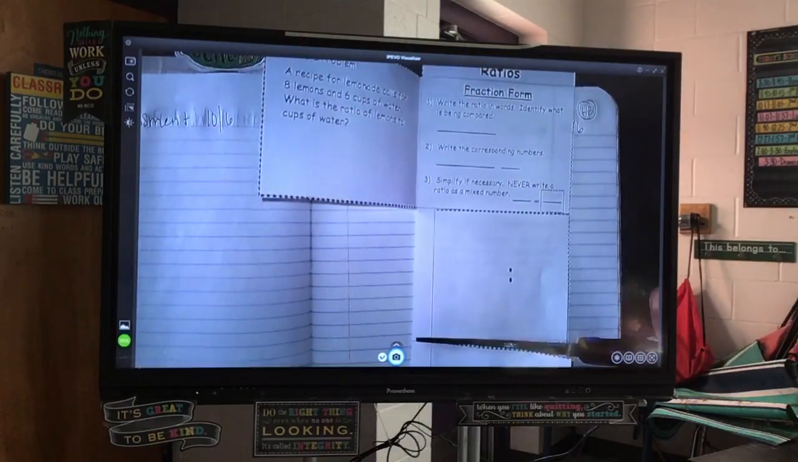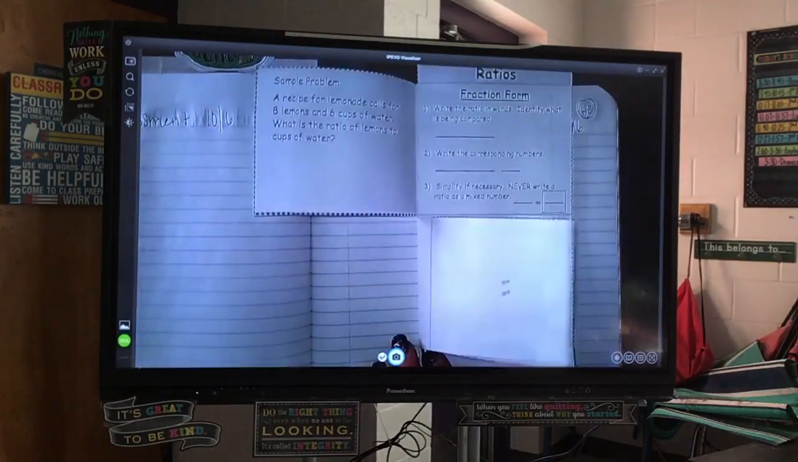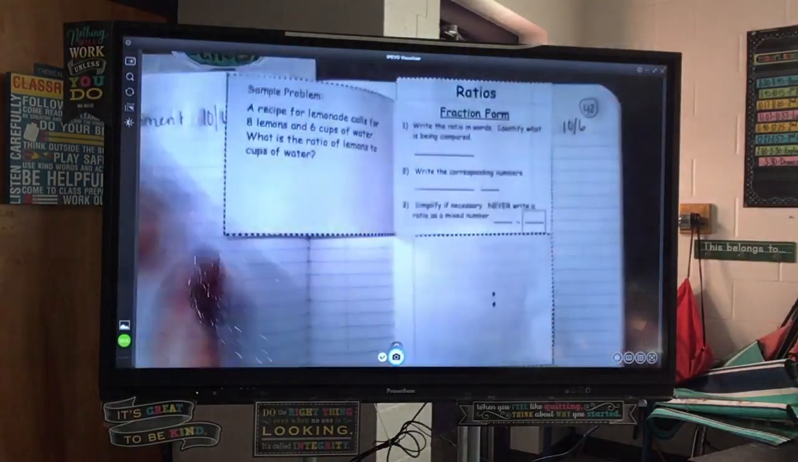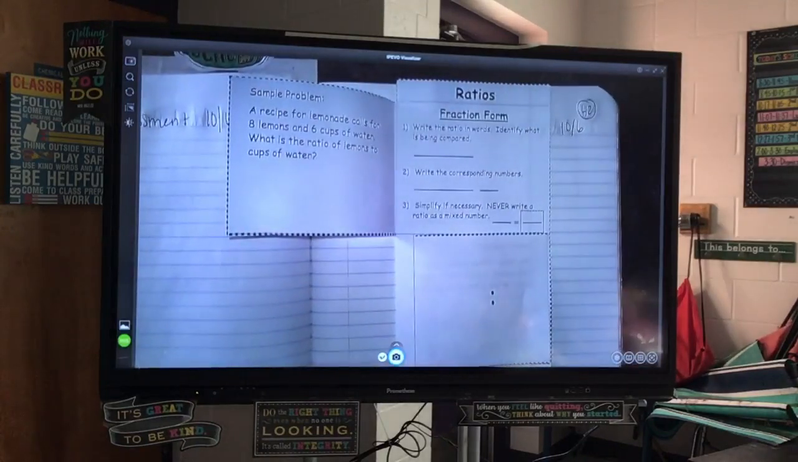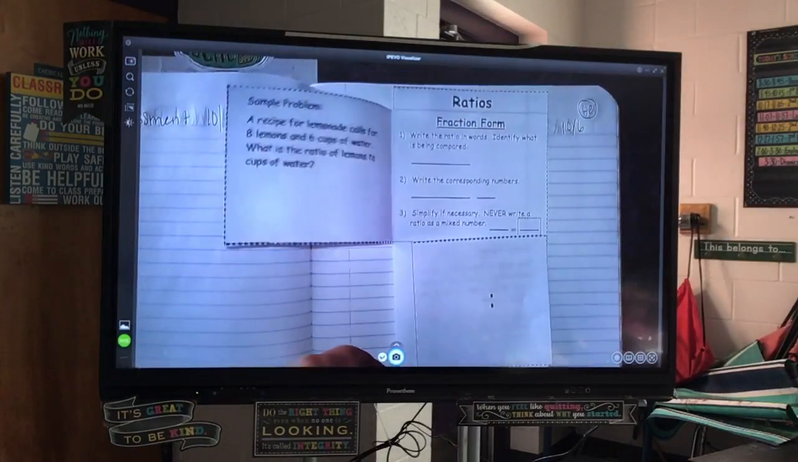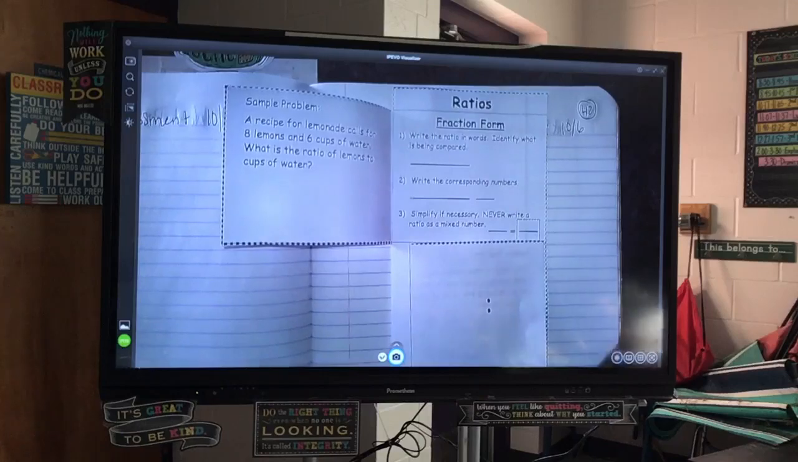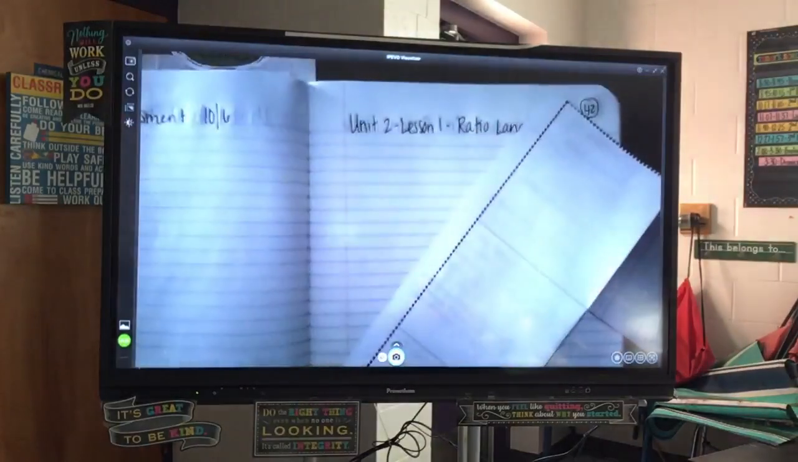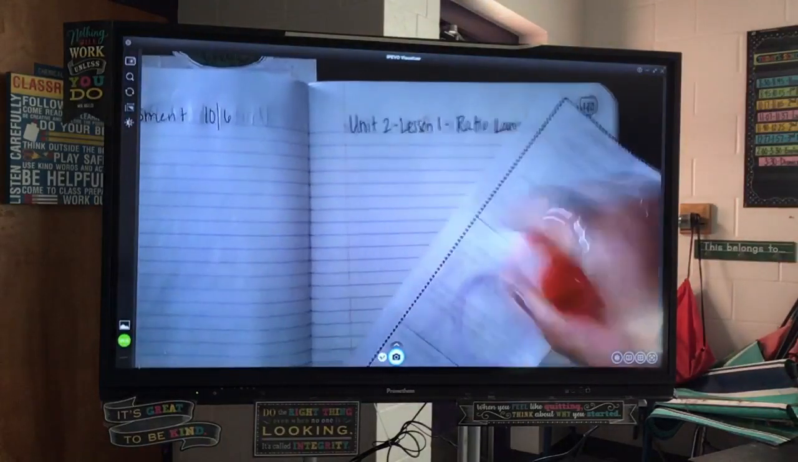Delilah, there's a drawer of scissors in the back of you, okay? Once you have all of that done, go ahead and you're going to glue down your foldable or graphic organizer, whatever you want to call it.